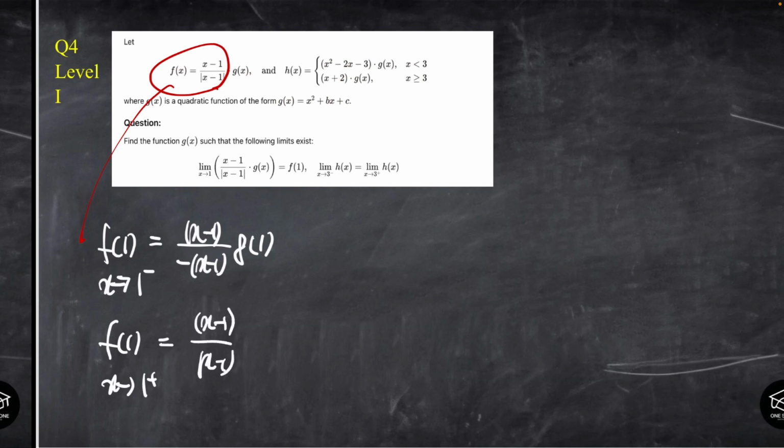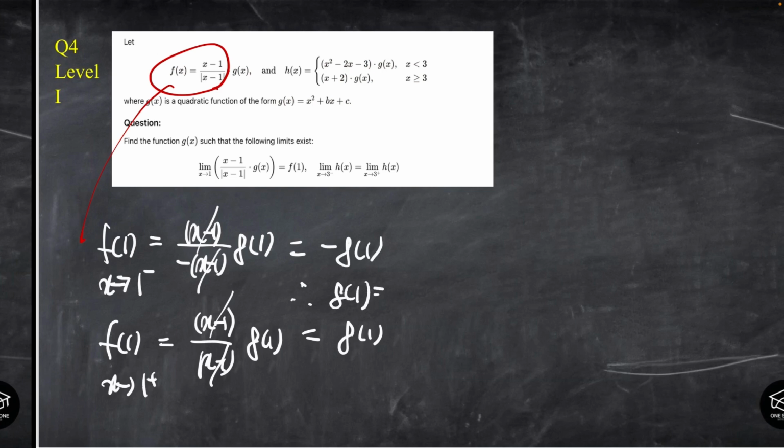So the limit becomes negative g of x from the left and positive g of x from the right. In order for the limit to exist, those two sides must match, and that only happens if g of x approaches 0. So we must have g of 1 equals 0.